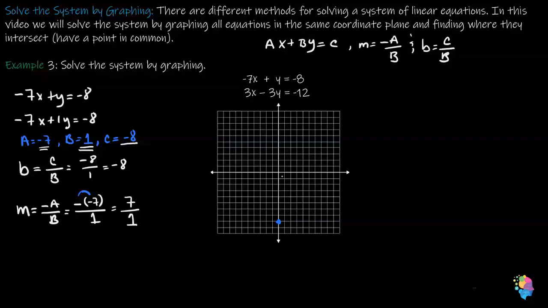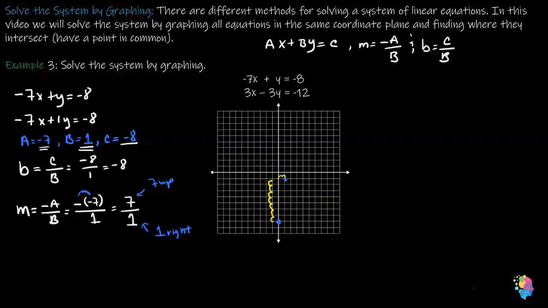Since the slope is rise over run, I'm going to leave it as 7 over 1. For us, this means that the rise is 7, so I'm going to move 7 up from the y-intercept, and the run is 1, so I'm going to move 1 to the right. So let's plot that. I'm going to move 7 up, that's 1, 2, 3, 4, 5, 6, 7, and then 1 to the side, and that's where I plot my second point.